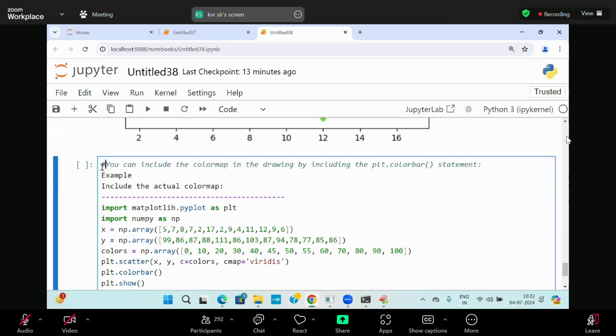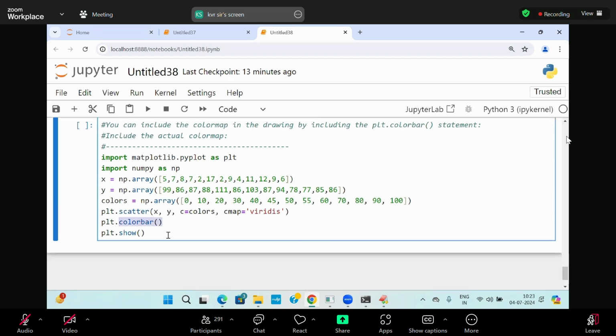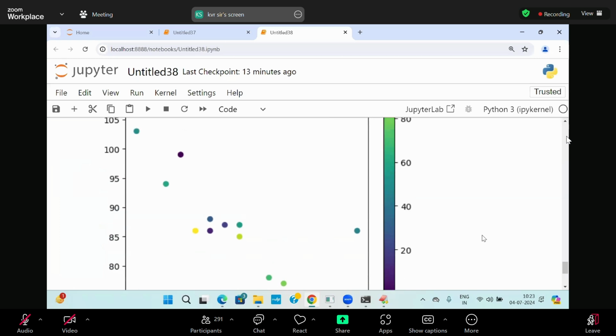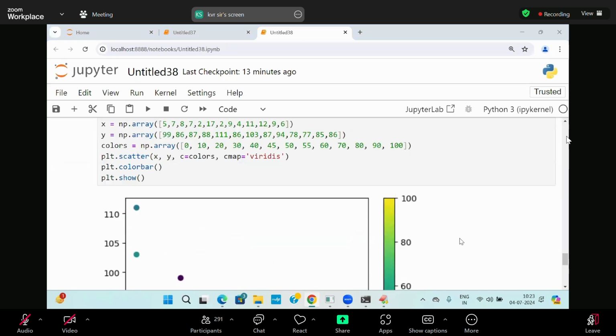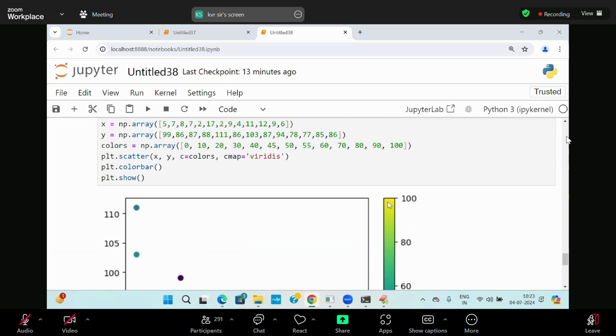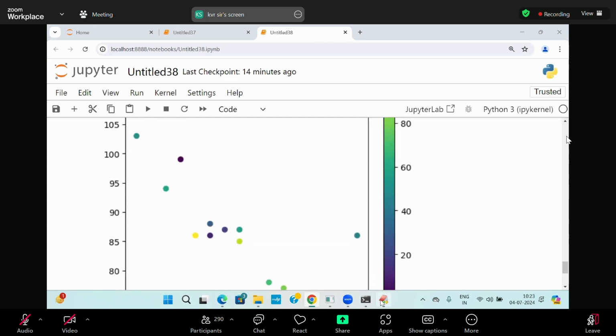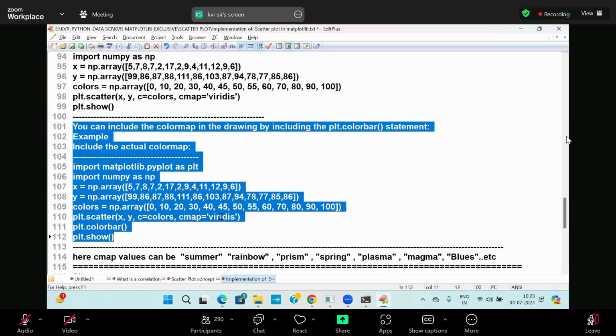So I'm writing an example here. I'm writing a special statement called plt.colorbar. You observe now. On the left side of this, what is happening? 0 to 100: 0 is purple, and the last, 100, is yellow. Are you able to follow this? This right side thing is called the cmap, the color map. How can I include the color map in my graph? By using the function colorbar.